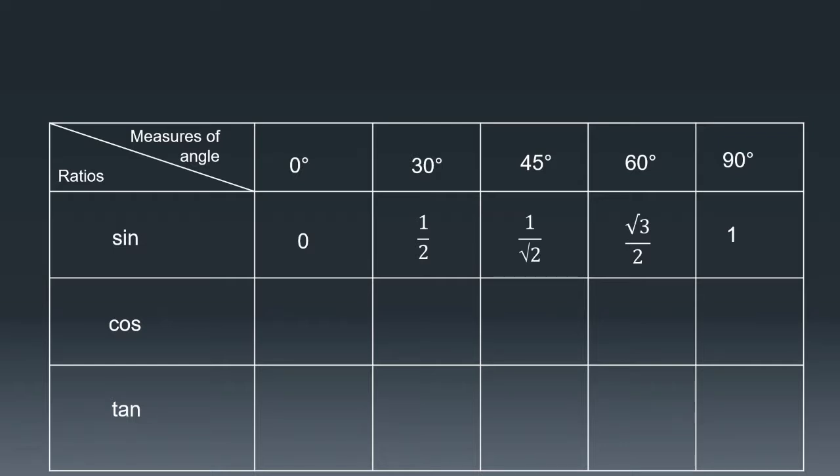were the inverse of sin. So cos 0 degree was 1, cos 30 degree was root 3 upon 2, cos 45 degree is 1 upon root 2, cos 60 degree is 1 upon 2, cos 90 degree is 0, tan 0 degree is 0, tan 30 degree is 1 upon root 3, tan 45 degree is 1, tan 60 degree is root 3, and tan 90 degree is not defined.